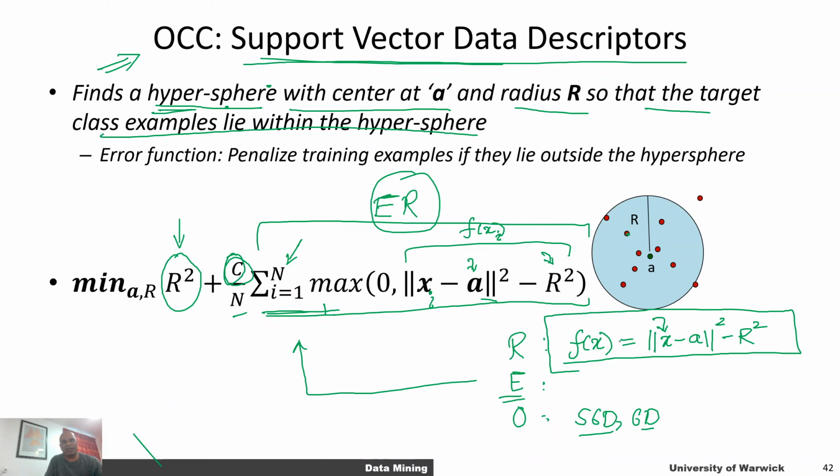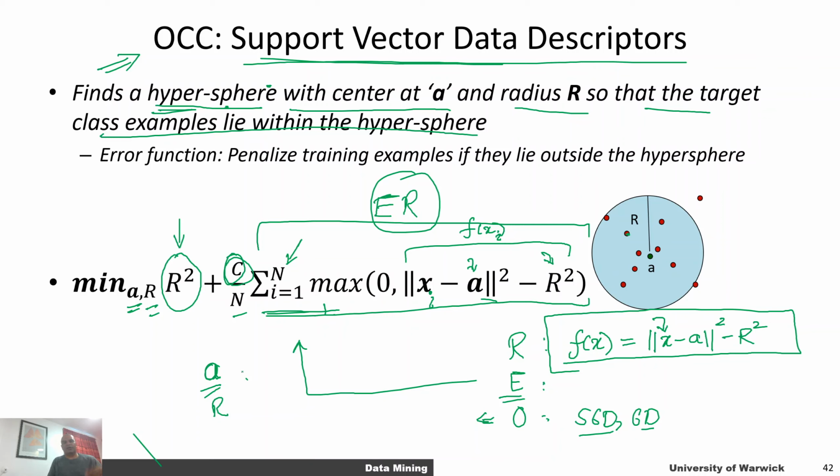We choose parameters A, which is going to be a vector in the same feature space because it's the center of the sphere, and the radius R, and we try to solve this optimization problem to get a value of A and R. Okay, so the optimization process in this case is going to give us the center location A, and the value of R, which we can then use to determine whether a given test example lies within this sphere or not.